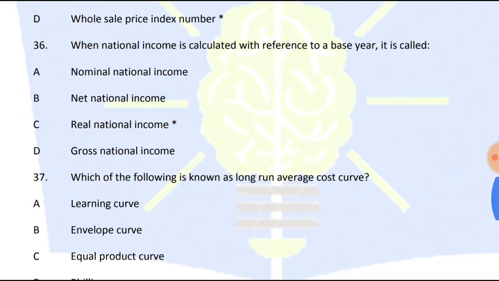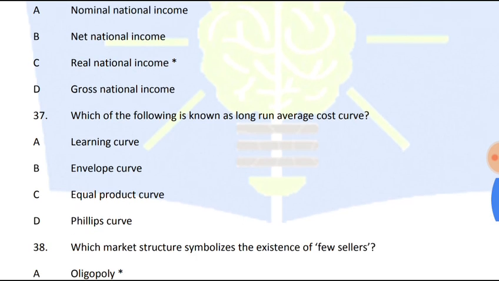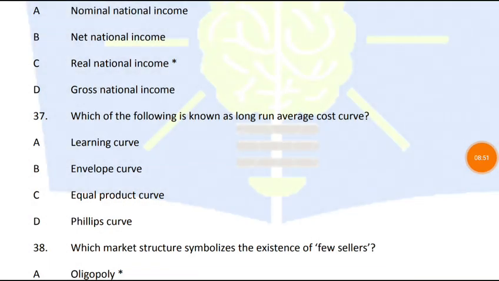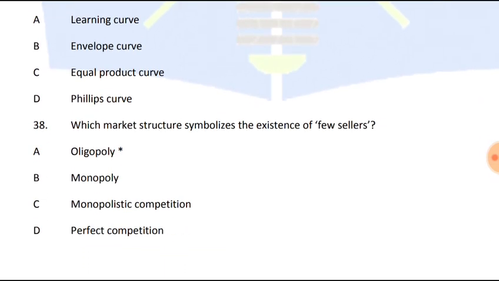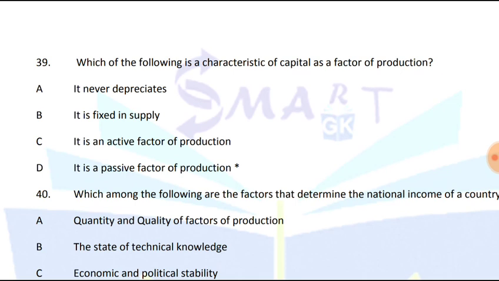Which of the following is known as long run average cost curve? Envelope curve is also known as long run average cost curve. The next question is, which market structure symbolizes the existence of few sellers? Oligopoly market structure symbolizes the existence of few sellers. The next one is, which of the following is a characteristic of capital as a factor of production? It is a passive factor of production.